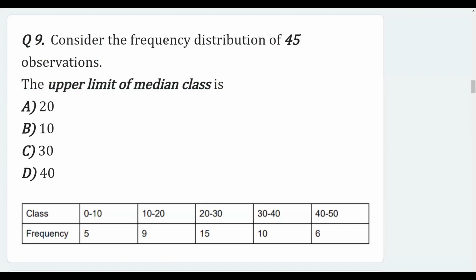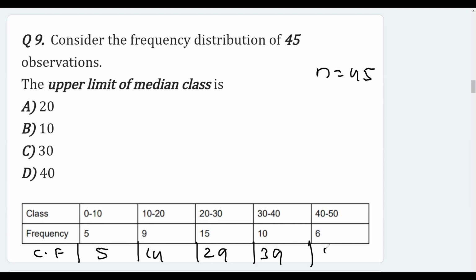Now, in order to find the median class, what we know here is n, right? So we know n is equal to 45. That's given here. Now, in order to find the median class, we should know the cumulative frequency. So if I find the cumulative frequency, it's going to be 5, 5 plus 9 is 14, 14 plus 15 is 29, 29 plus 10 is 39, and 39 plus 6 is 45.